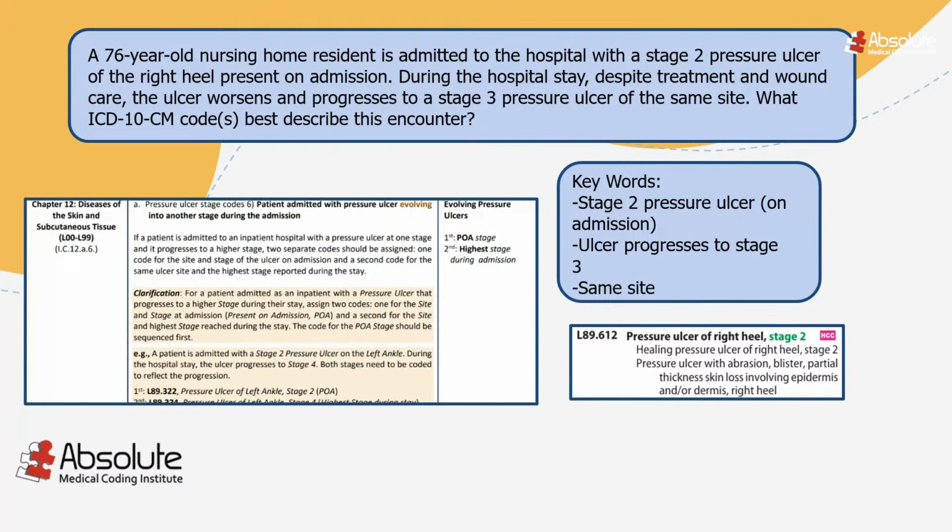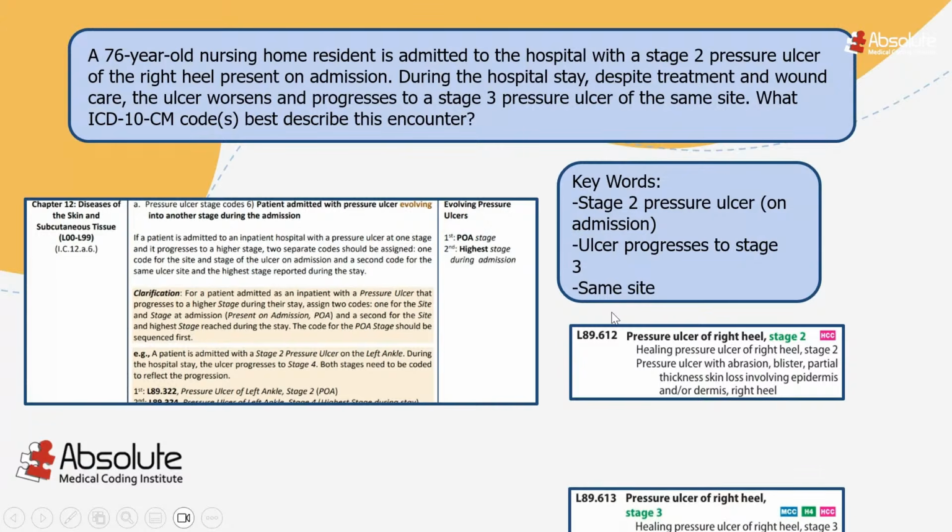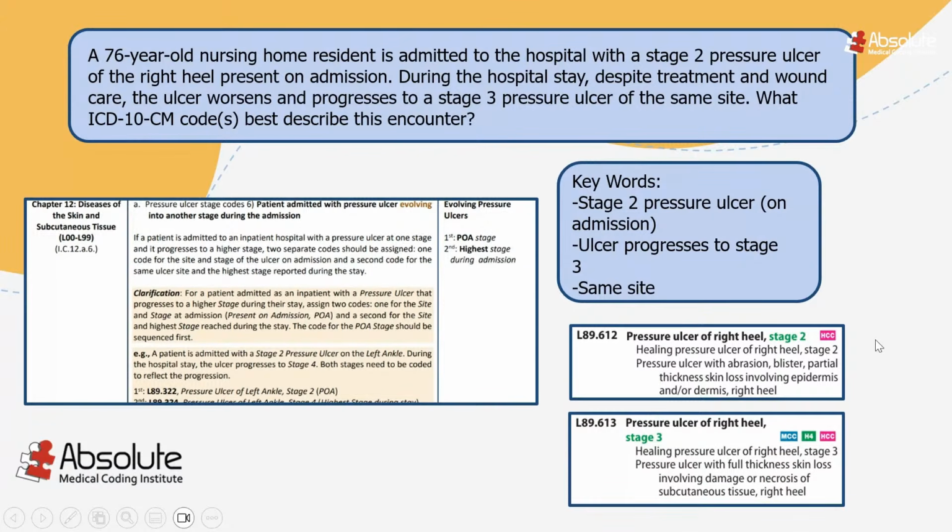And then we also see that it's the same site. So we also are going to be coding for the right heel like we did in our first code, and that's going to bring us to our second code, which is going to be L89.613, which is going to be pressure ulcer, again, of that right heel, but stage 3. So those are going to be the two codes that are going to best describe this encounter.